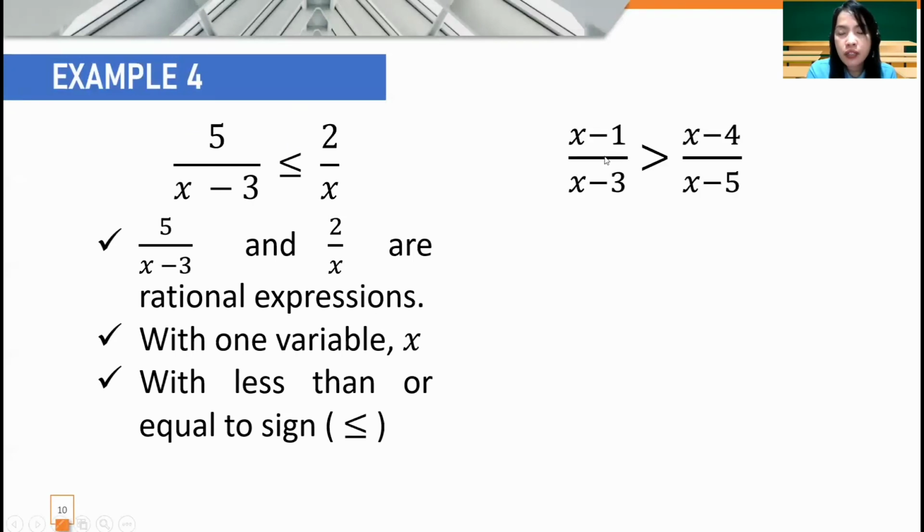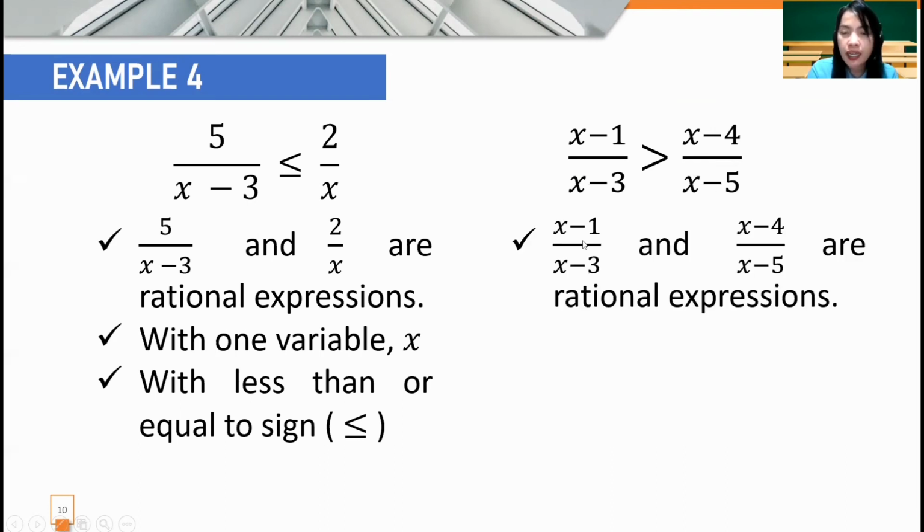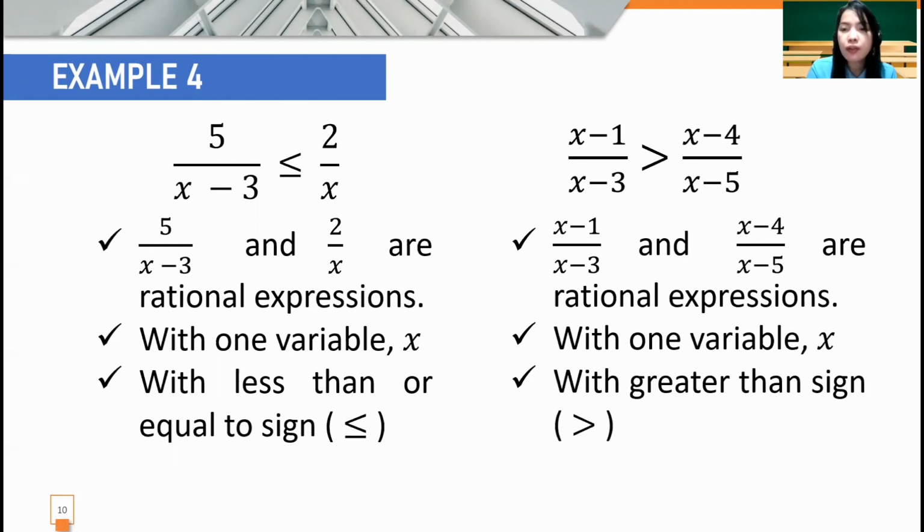Another, x minus 1 all over x minus 3 greater than x minus 4 all over x minus 5. This is also an example of rational inequality. Why? X minus 1 all over x minus 3 is a rational expression, and x minus 4 all over x minus 5 is a rational expression. There's only one variable, and we have here the inequality symbol. We have the greater than sign. These two are some of the examples of rational inequality.